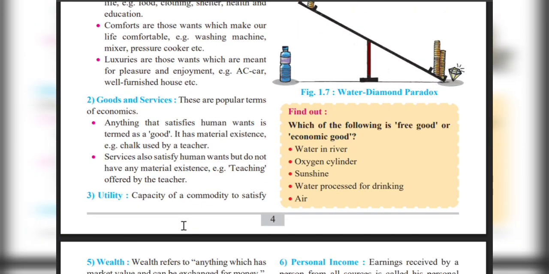Now, goods and services. Both are popular terms. Goods are physical things satisfying wants, for example book, pen, mobile, etc. And services do not have a physical form. They don't have any tangible item. This is a service given to the person. So it includes teaching, banking, medical treatment, etc.